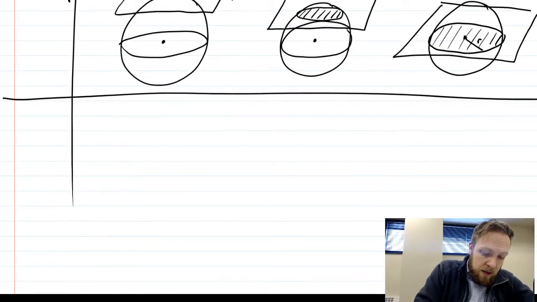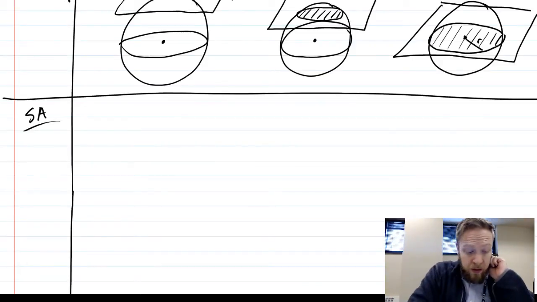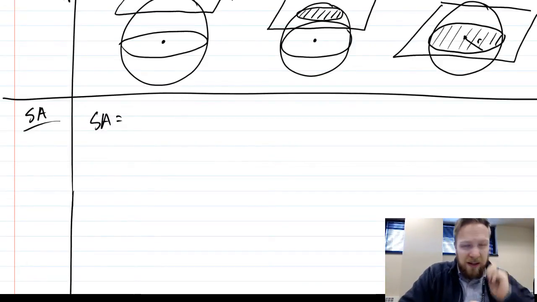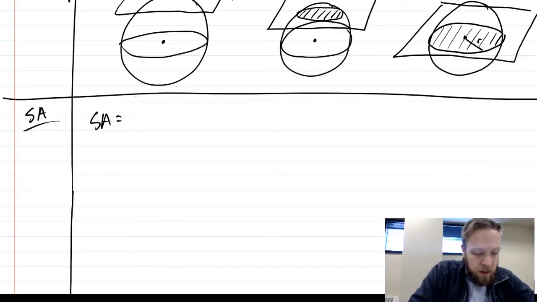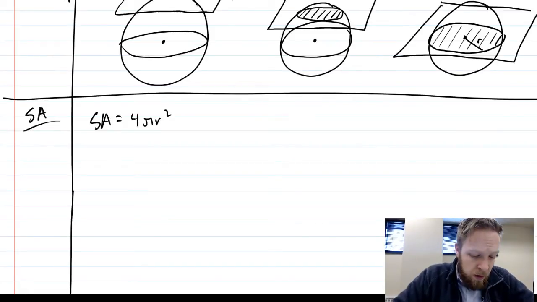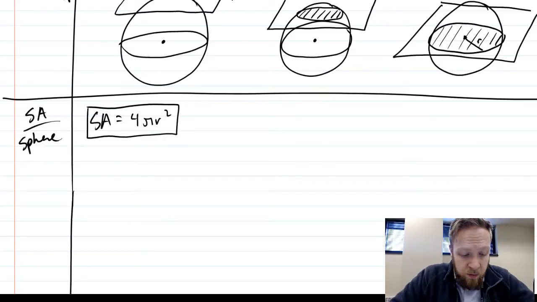Okay, now we have to talk about surface area. Surface area, it's kind of hard to explain where this proof comes from. So I'm going to give it to you and then just note something really weird about it. The surface area of a sphere is pi r squared, but a 4 in front there.